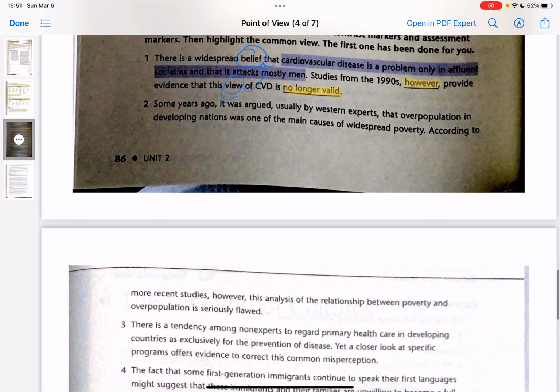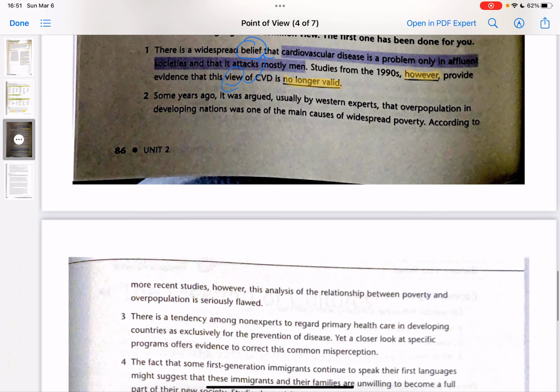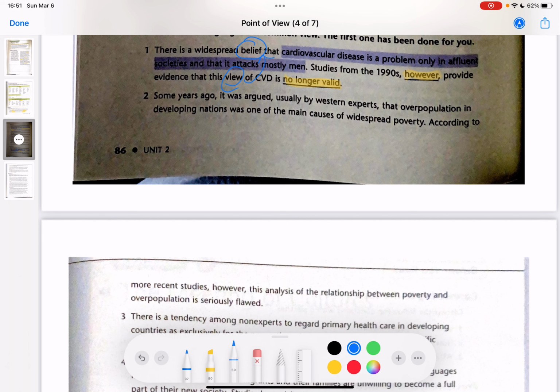All right, let's look at number 2 together. Sorry, it's on 2 different pages, so we'll kind of have to go over 2 pages. So we're looking for the contrast marker and the assessment marker, and then the common view. So go ahead and pause the video, take a few moments, and see if you can figure that out on your own for number 2. Wow, that was fast. Great job.